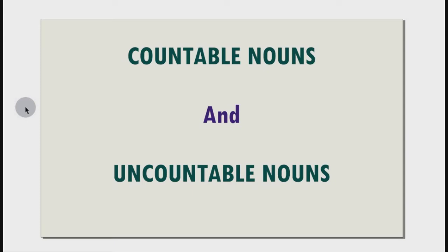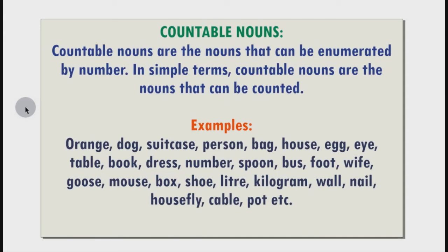Let's dive right into the topic. Countable nouns are the nouns that can be enumerated by number. In simple terms, countable nouns are the nouns that can be counted. So, any noun that can be counted is regarded as a countable noun.